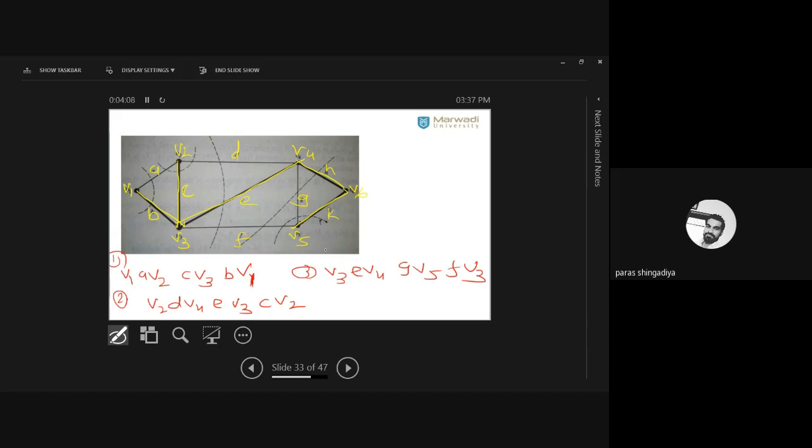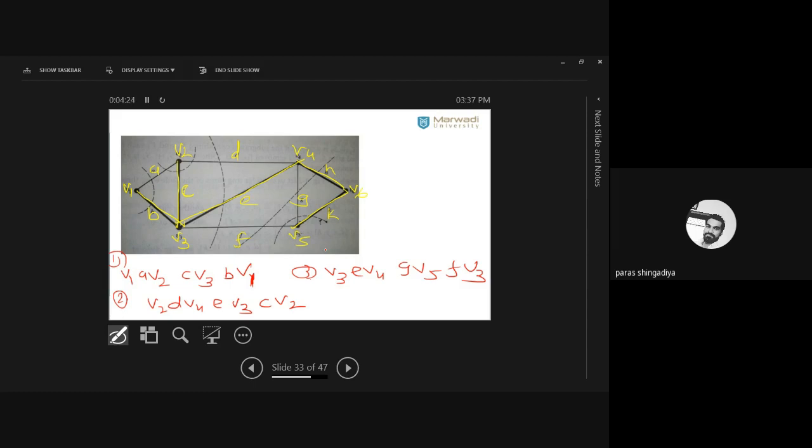Why is it not a fundamental circuit? Because it involves two chords. Okay, how many chords are involved? There are two chords involved. Which two chords? G and F are both chords. GB is a chord and FB is a chord, and only E is a branch.